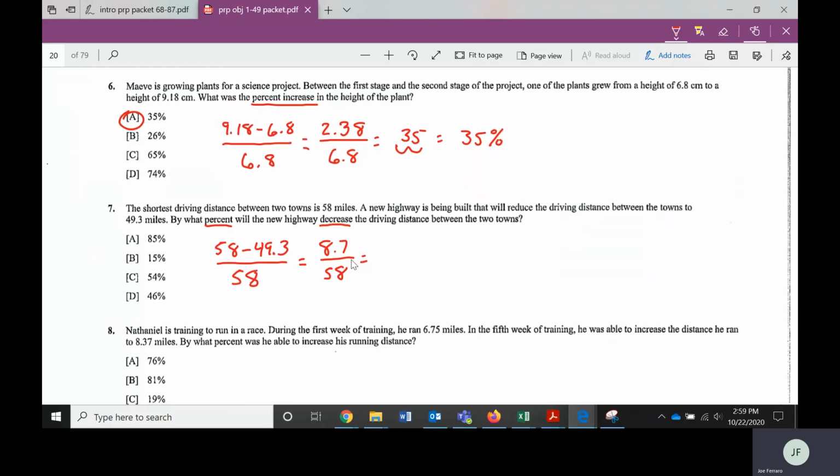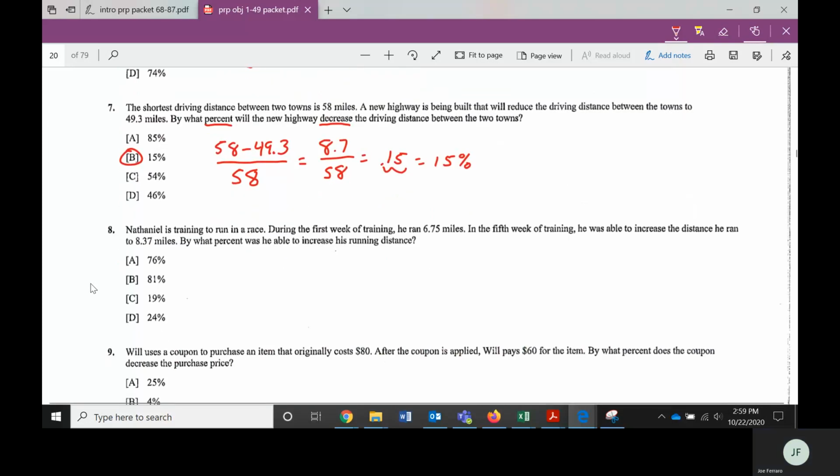Now we divide 8.7 divided by 58. And we get 0.15. And again, we move that over. And that's a 15% decrease. And it's a decrease because it went down from 58 to 49.3. Okay. One more of this type, and then we'll look at the applying of percent.